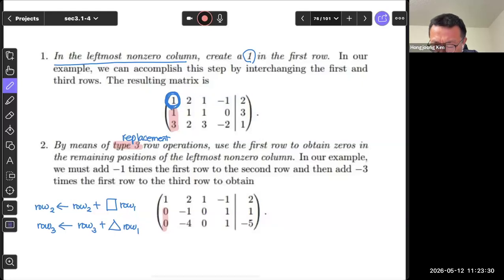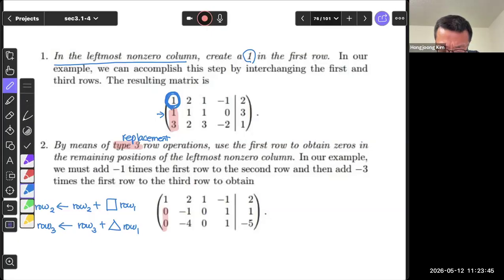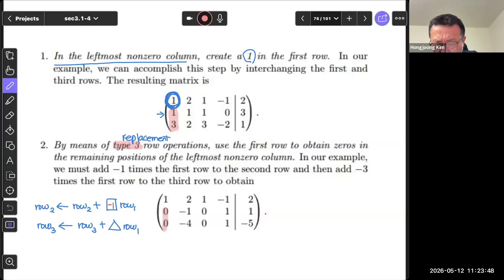So in order to change this 1 in the second row, first column, which number shall I multiply to the first row and then add it to the second row? Negative 1. So if I multiply negative 1 to the first row and then add it to the second row, this 1 in the second row, first column, will become 0.